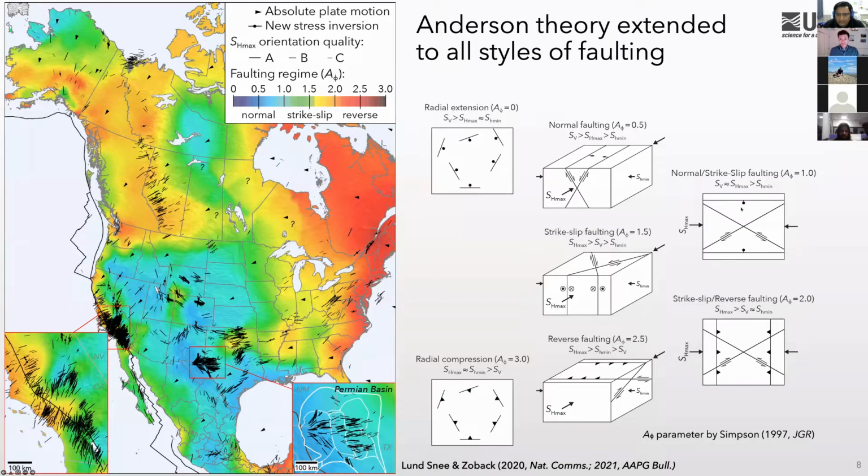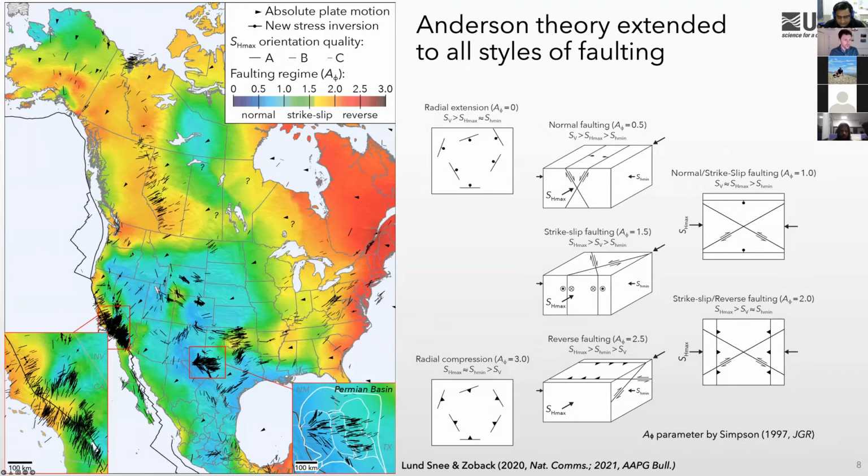Normal and strike slip faulting can occur at the same time. That doesn't mean necessarily that there's a complex stress field. It could just mean that the vertical stress is more or less equal in magnitude to the maximum horizontal principal stress. And note that because this value varies smoothly, there's a whole range that's possible here between 0.5 and 1.5 of increasing amounts of strike slip faulting relative to normal faulting. And so on. We can have strike slip and reverse faulting and radial compression as well.